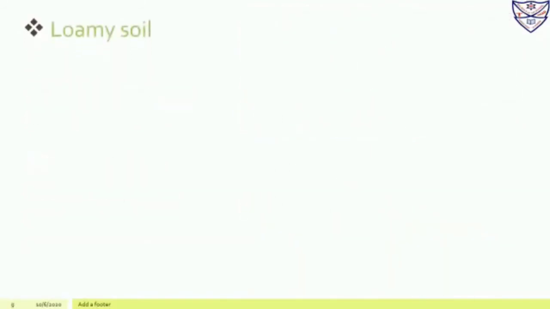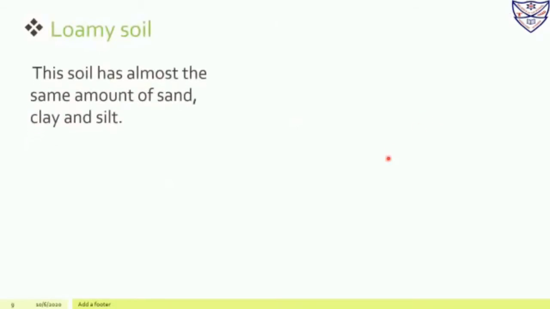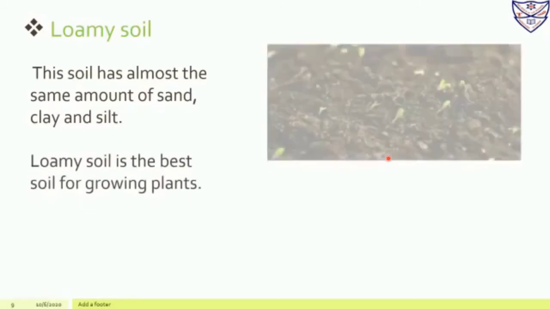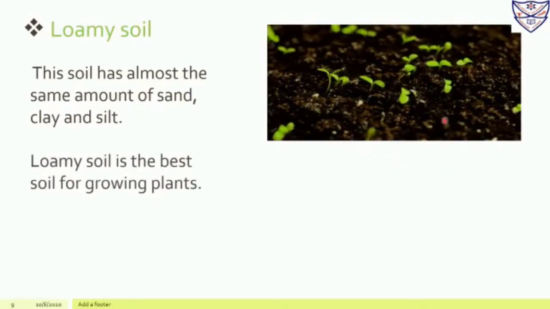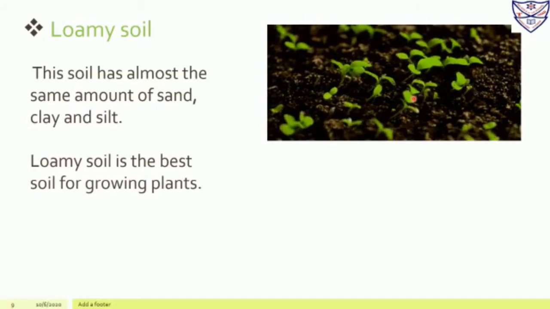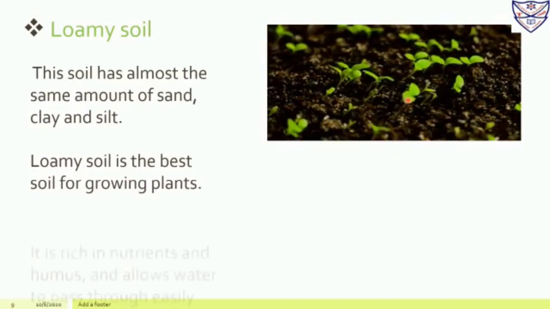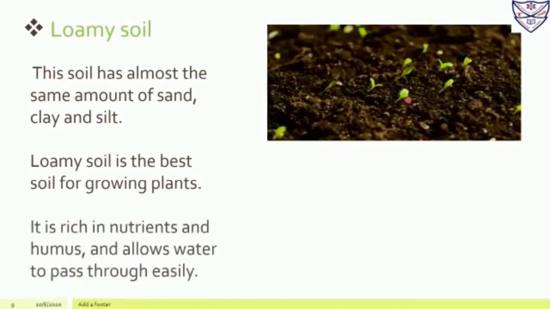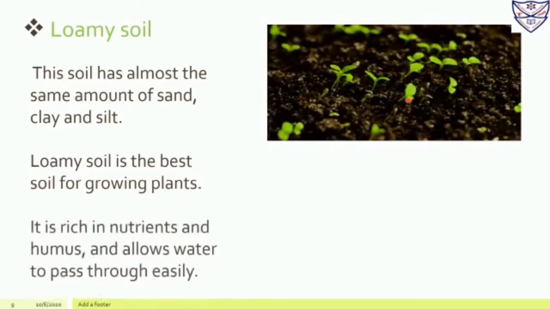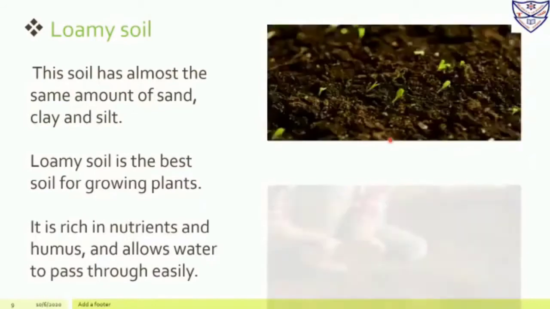Now come to the next topic, that is loamy soil. This soil has almost the same amount of sand, clay and silt. Loamy soil is the best soil for growing plants. Here you can see loamy soil. It is rich in nutrition and humus and also allows water to pass through easily.